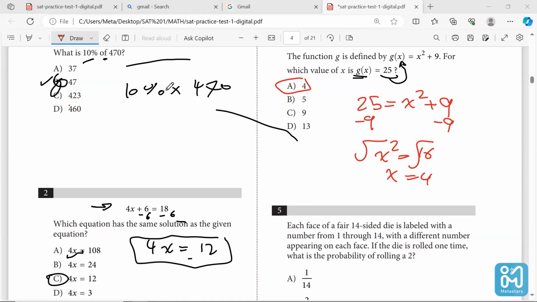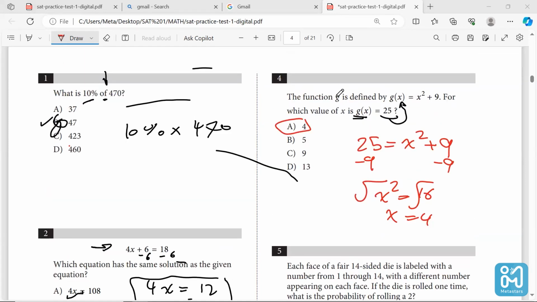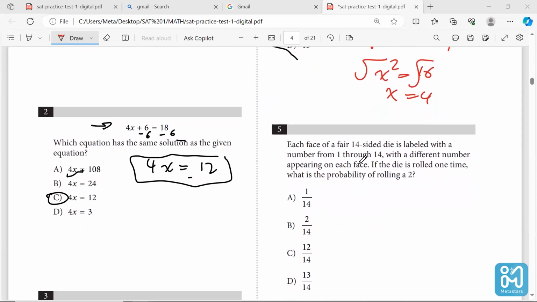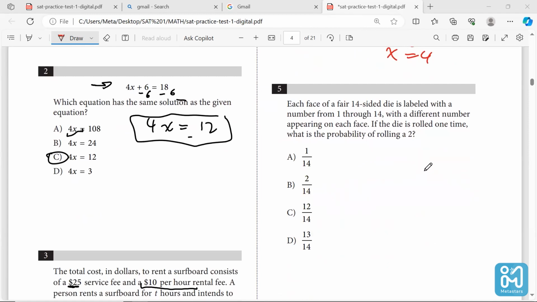Any problem with question 4? We solved it together. Clear? Right. Let's say question 5. Each face of a fair die. Now, guys, before we continue, I need you to focus on keywords, probability. When I'm talking about probability, I have an important rule. It's going to be what?